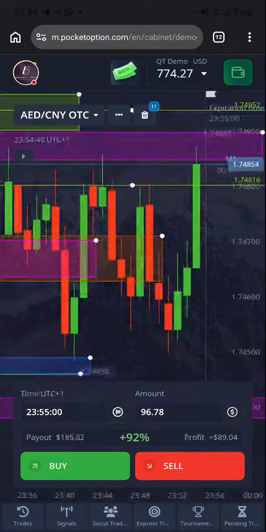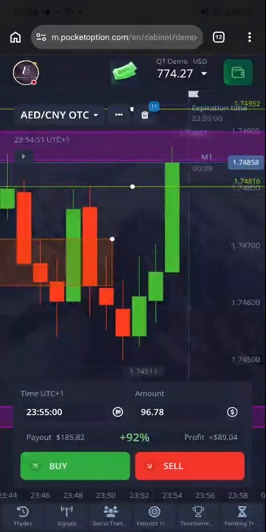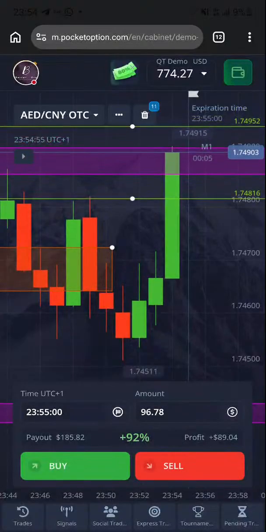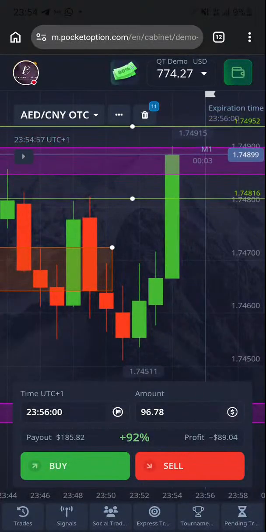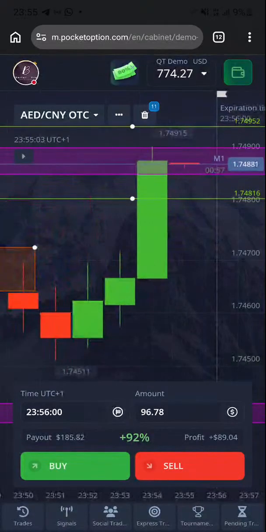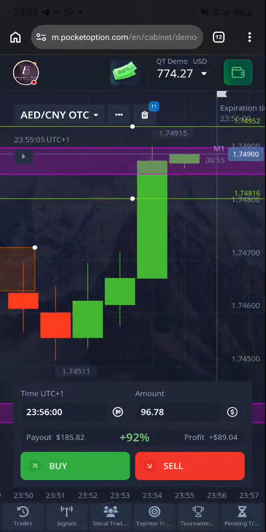If we have a gap up, please give us a gap up. That would be beautiful. Or just give us a Marubozu candle. Give us a Marubozu candle, please. Or give us a gap up. No, gap down. No, no, no. Come on.